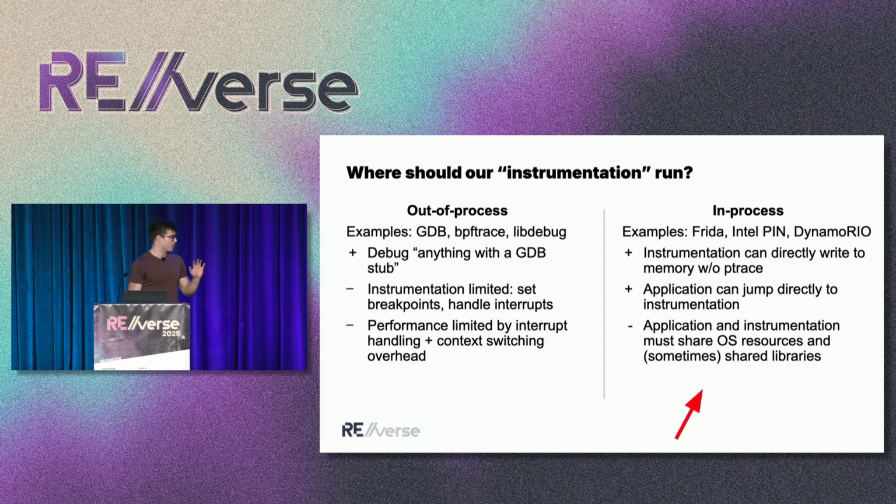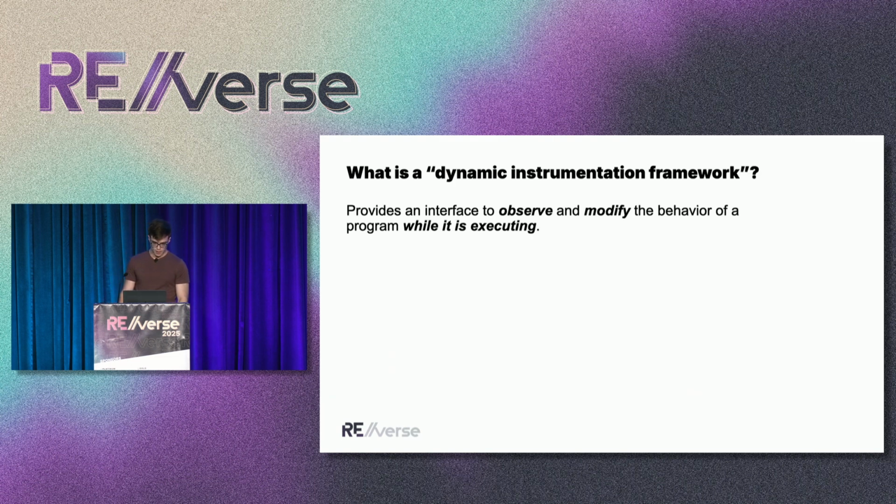But this is the paradigm that I chose, mostly for performance reasons, and mostly because as a CTF player, most of the challenges that I run are normal x86 or ARM Linux challenges, and I'm not super interested in obscure architectures. So then, within that in-process paradigm, the question is how do you actually implement this API that I want? The obvious thing to do is to use an existing dynamic instrumentation framework.